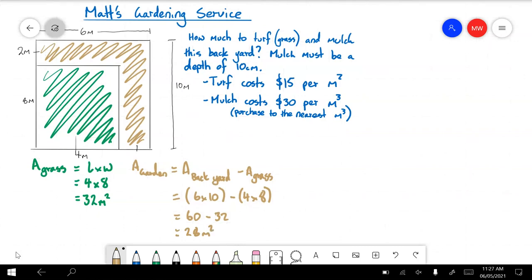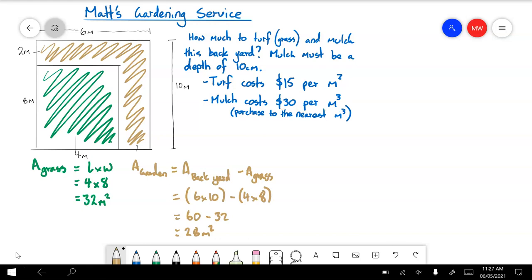So we're starting to get there. We've got the area of the grass, which is really all we need because turf is sold per square meter. We can see this over here as part of the question. But we've only got half the information that we need for the garden because when you purchase mulch, you buy it by the cubic meter. Okay, so it's a volume question.